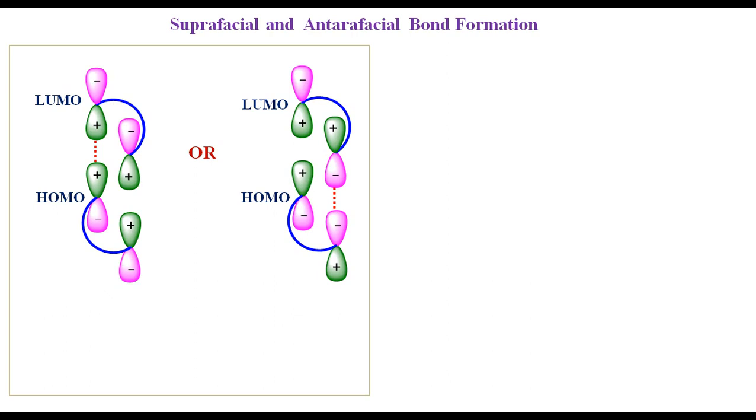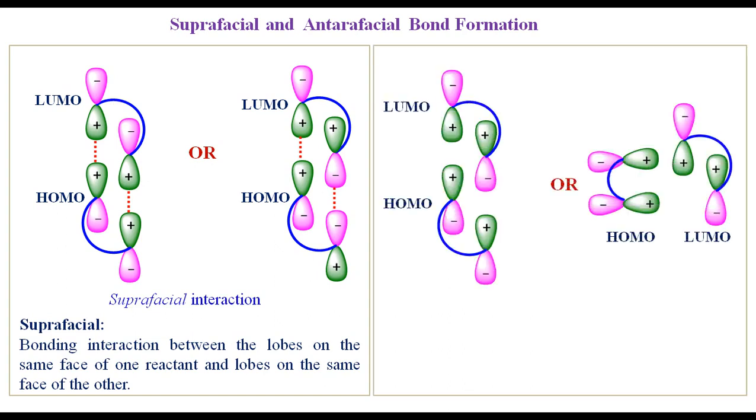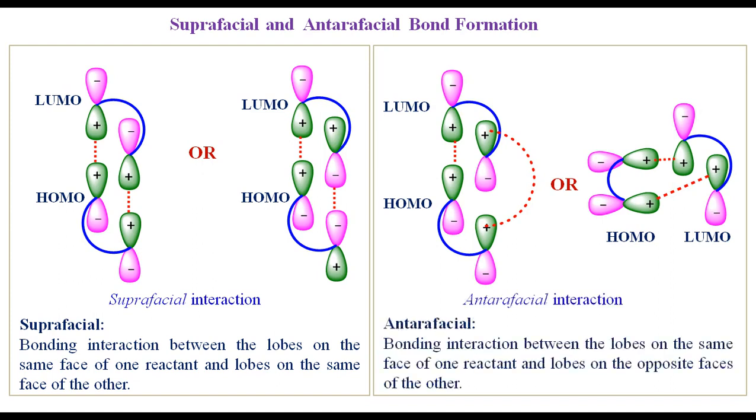If the structure of HOMO and LUMO of the two reactants is such that bonding interactions occur between the lobes on the same face of one reactant and the lobes on the same face of the other, the interaction is called suprafacial interaction. If the structure of HOMO and LUMO of the two reactants is such that bonding interaction occurs between the lobes on the same face of one reactant and lobes on the opposite faces of the other, the interaction is called antarafacial interaction.